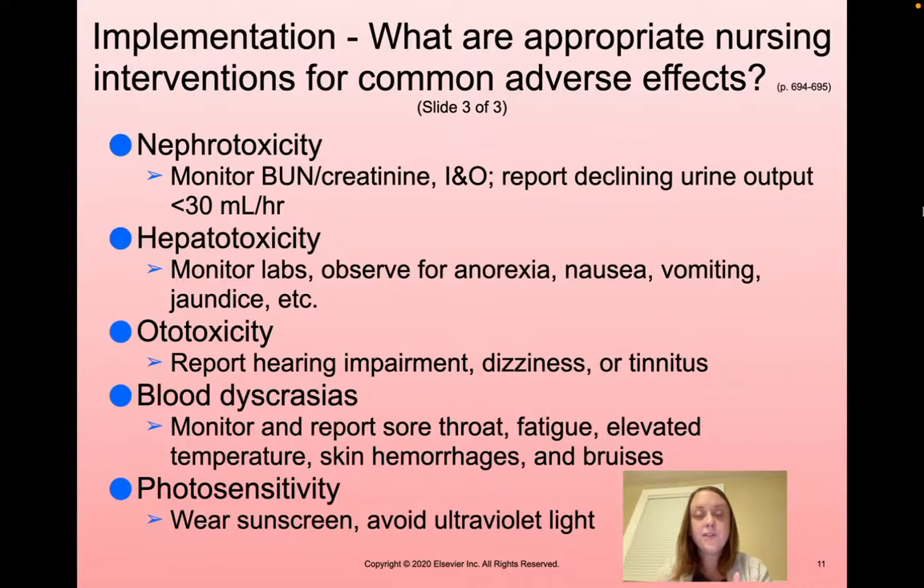And finally, for photosensitivity, if we're giving these medications to patients that are going to be out and about going into the world, we have to make sure we educate them. They need to wear their sunscreen and need to avoid ultraviolet light because these medications can commonly cause photosensitivity and they can get bad sunburns.